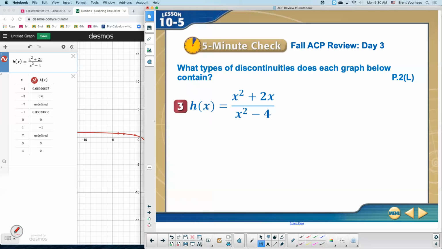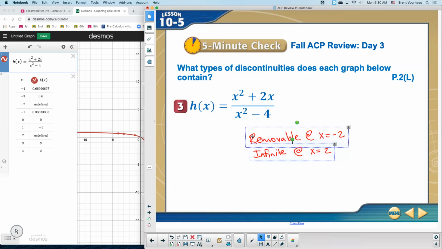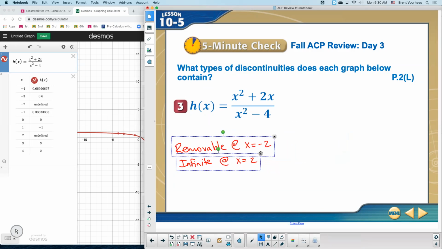So this graph would have a removable at x equals -2 and an infinite at x equals +2. And I'll show you on this one. I know I didn't show the algebra on the last problem, number 2. I did on number 1, but I did not show you the algebra for number 2. I'll show you the algebra for number 3.